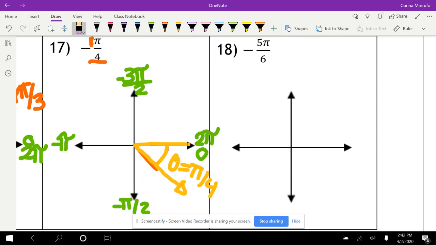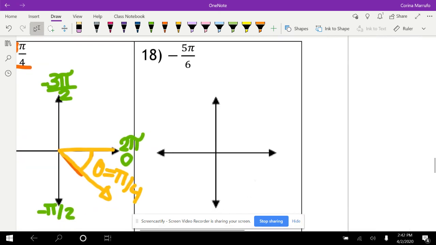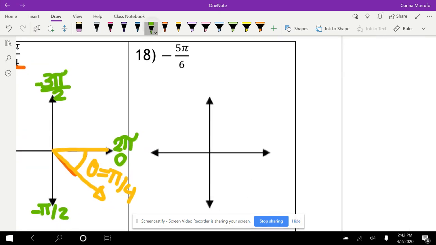All right, and then the last one, it's negative 5 pi over 6. So here we're going to have to start off by labeling our axes. So this is 0. This is negative pi over 2. This is negative pi. This is negative 3 pi over 2. And then once we complete one full rotation, that would be 2 pi.